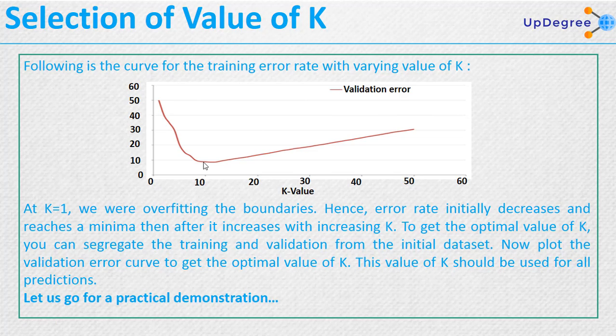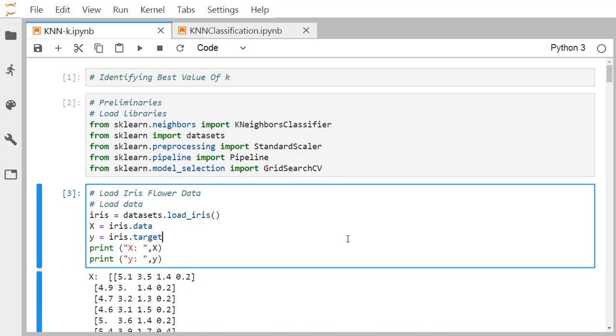and this value of k should be used for all predictions in that respective model. So let us go for one practical demonstration of how this optimum value for k can be calculated. Here we have one sample Python code to find out the optimum or the best value for k for which my model performance will be best. So, identifying the best value for k.